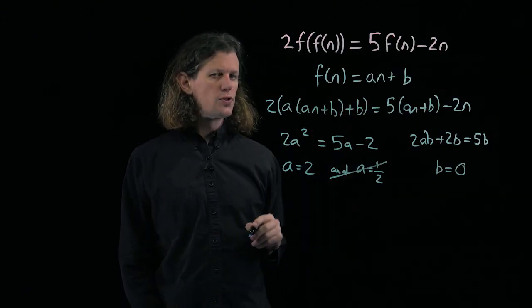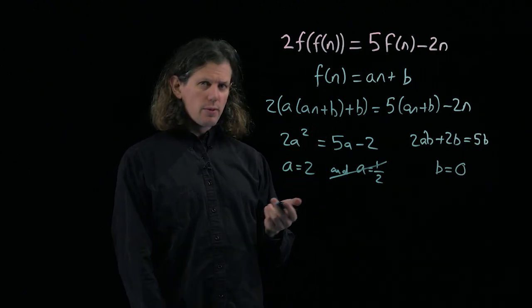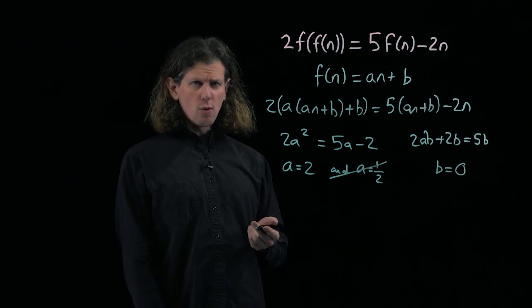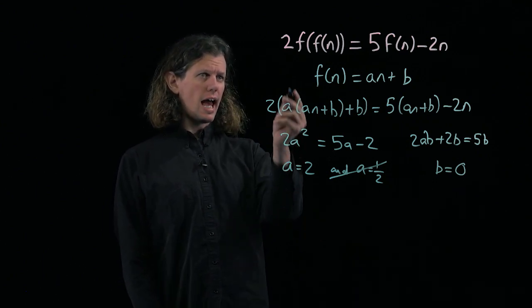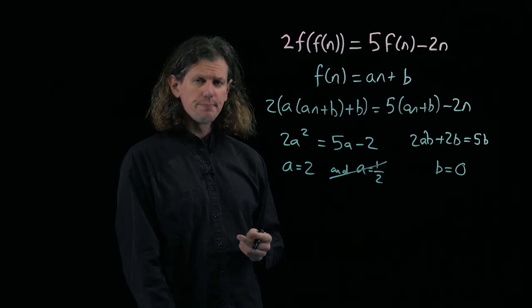f of n equals 2n. You could worry about whether it is a solution. In fact, everything we've said so far is reversible, but if you're worried about it, you could just plug f of n equals 2n into this equation and check that it all works nicely, which it does.